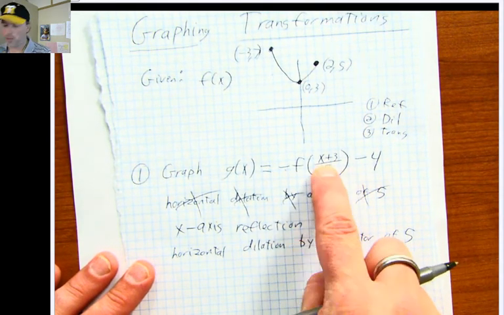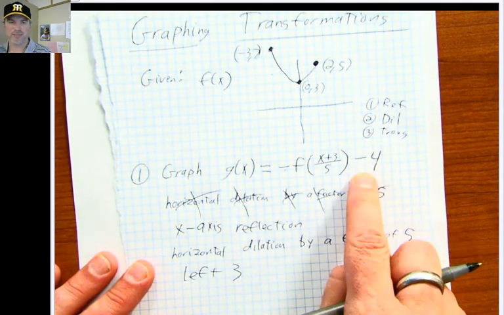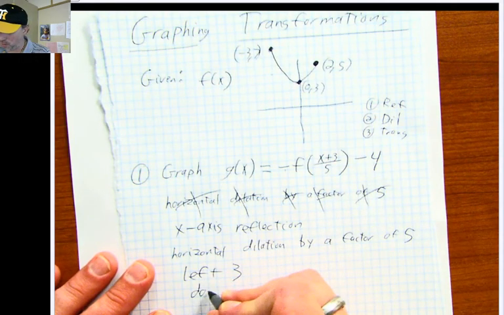This x plus 3 on the inside, that shows that we're going left 3. The minus 4 on the outside, that shows that we're going down 4.